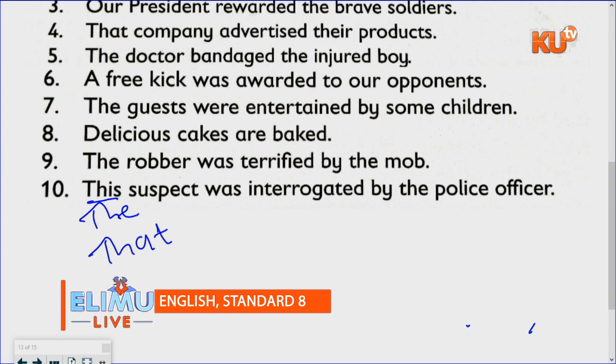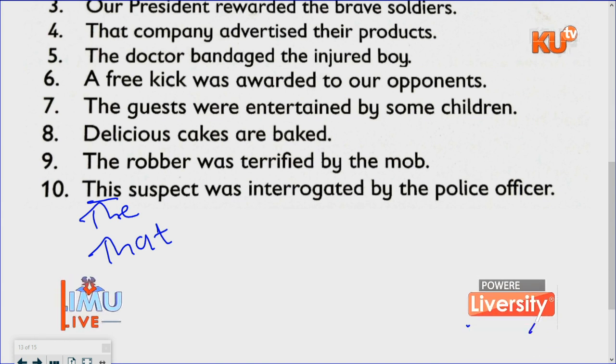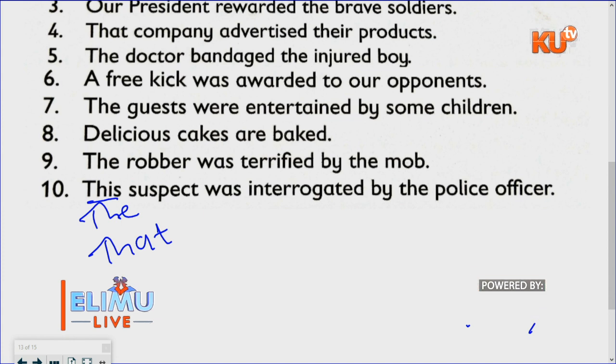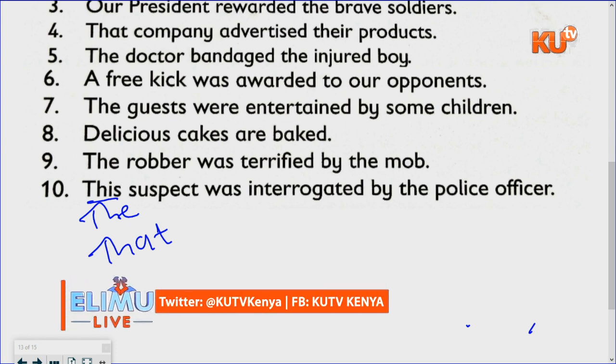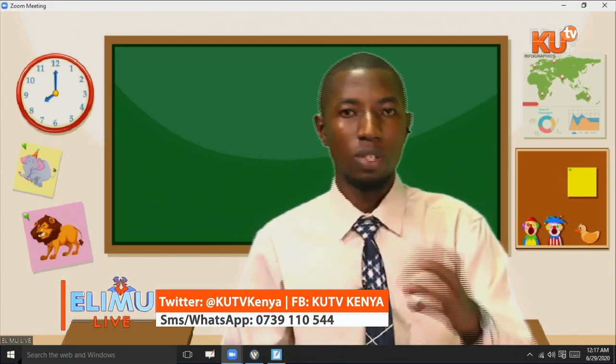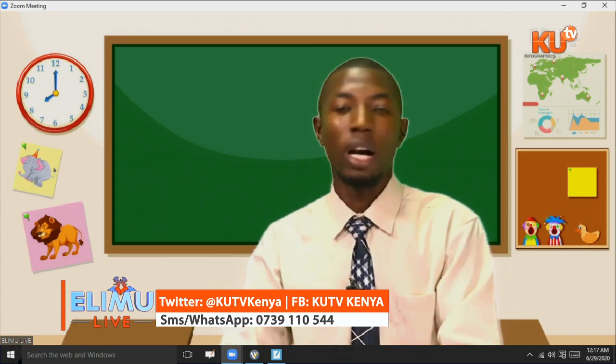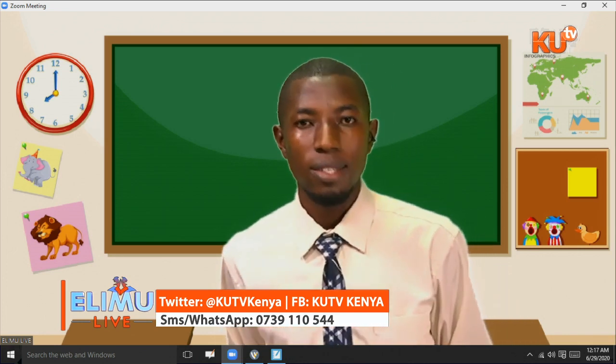So this suspect was interrogated by the police officer. This suspect is the subject. Interrogated is the main verb. The police officer receives the action of that verb. Therefore, it is the object. We change it to: the police officer interrogated this suspect. And you see, by doing so, I have not changed this to they.